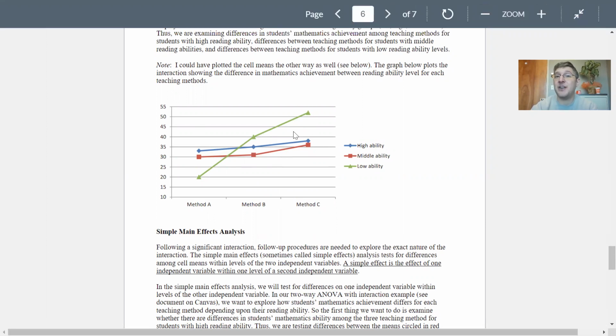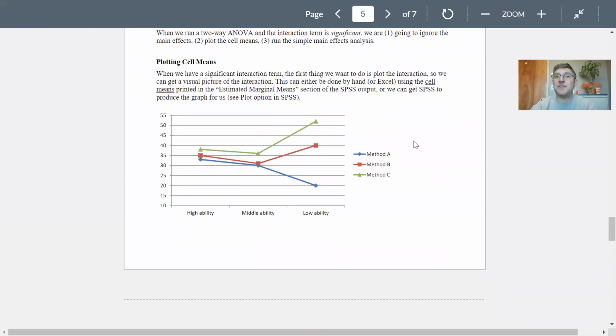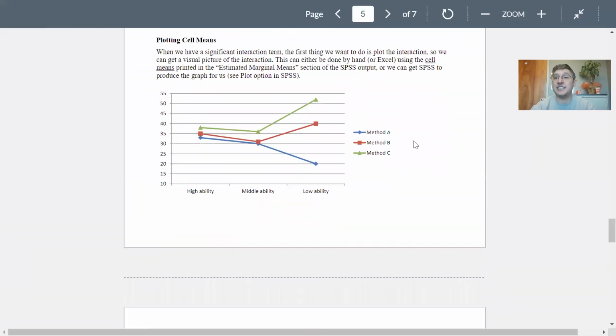So here we're comparing the average math achievement scores for students who were taught in method C, who were in the low, middle, and high reading ability levels. So you could run the simple effects analysis either way. Basically, what the simple effects analysis does is select on one of your independent variables and run a one-way ANOVA within each level.